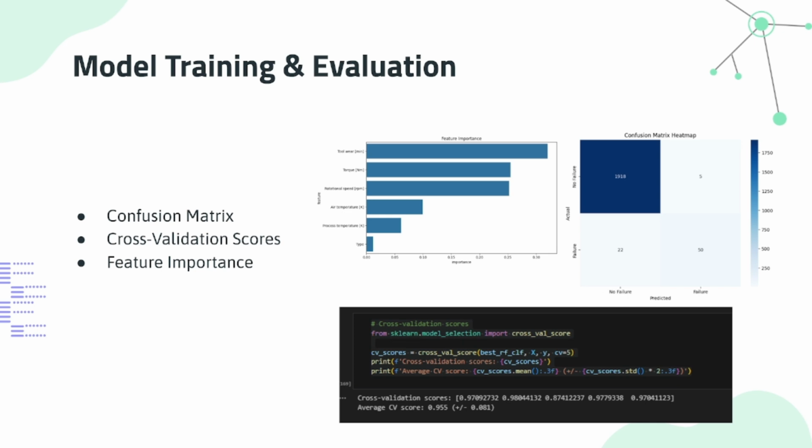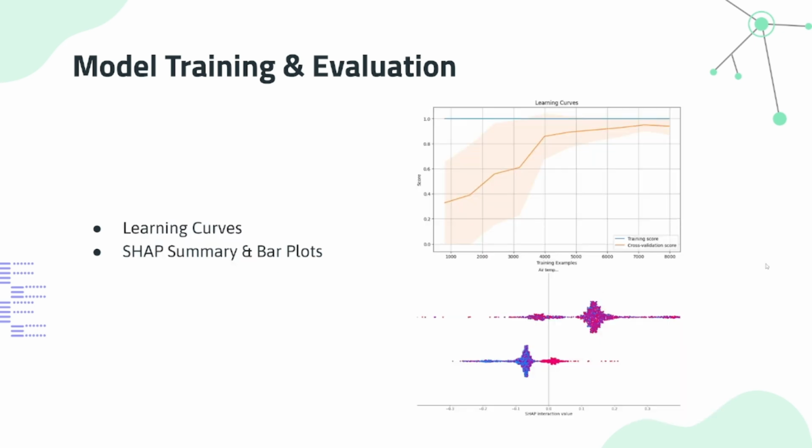And we also ran feature importance evaluations, and it revealed that tool wear, torque, and rotational speed were the top three contributing variables to a failure prediction, along with domain knowledge in machinery diagnostics.